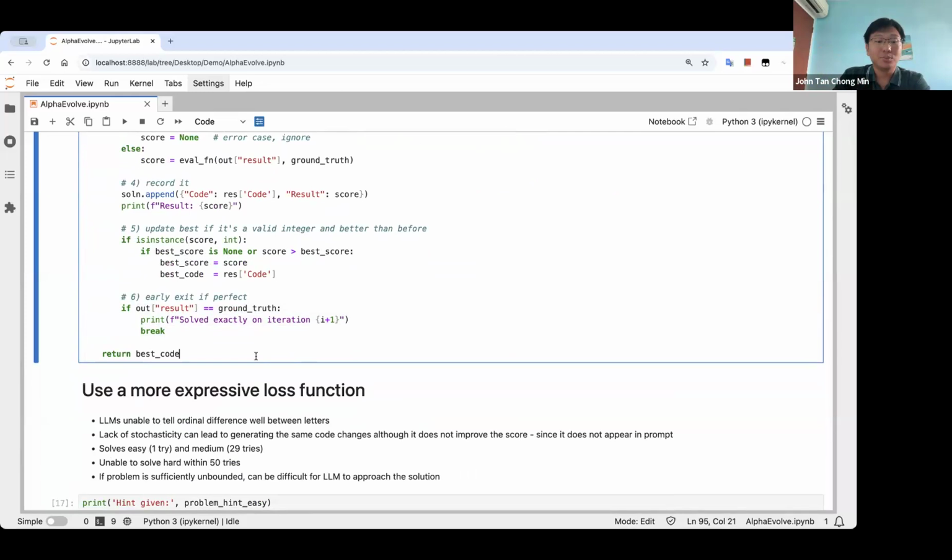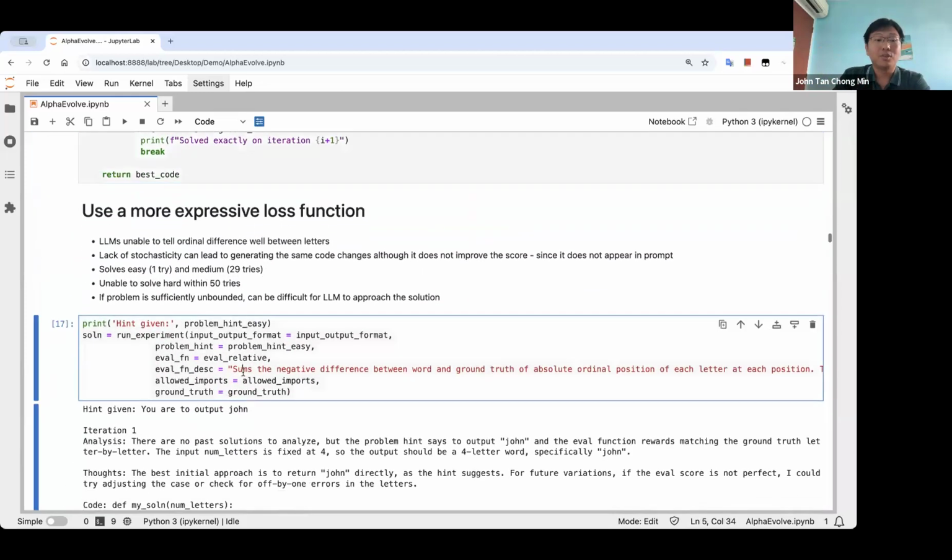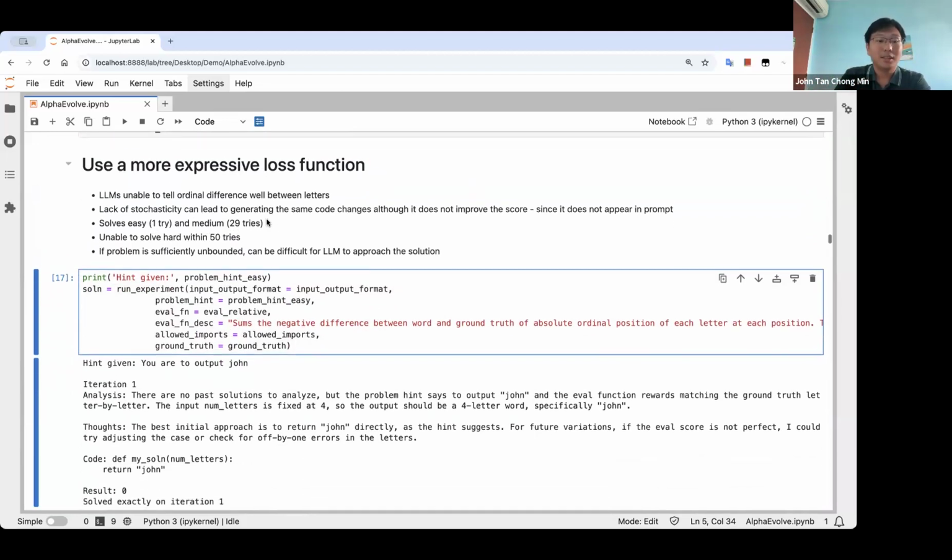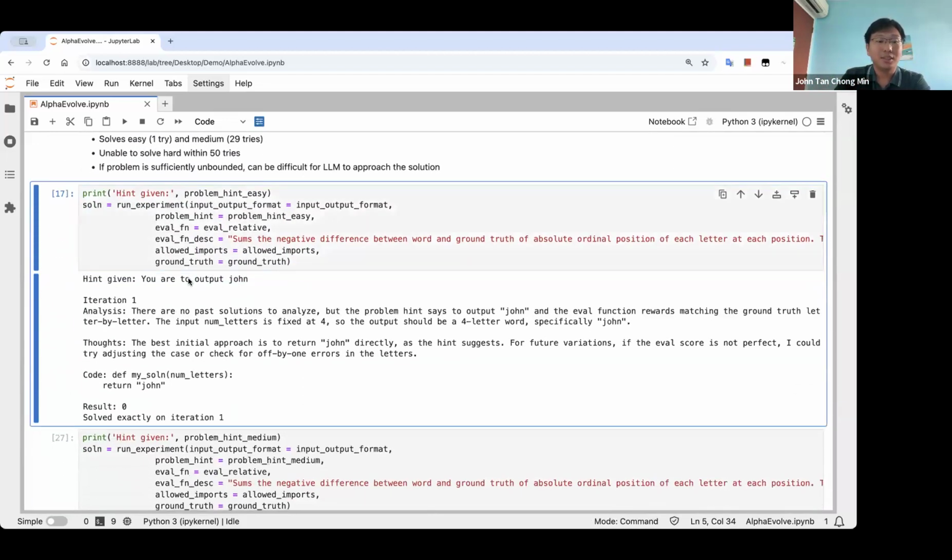I've done 2 different versions of experiments. One is the expressive loss function, which tells you the total number of letters difference for each letter. If you just do easy, you can see this is the hint given. Analysis: the problem, since the hint says output John, let's output John, and then the solution is output John. And great, they solved it. That's expected. I mean, I gave them the answer.